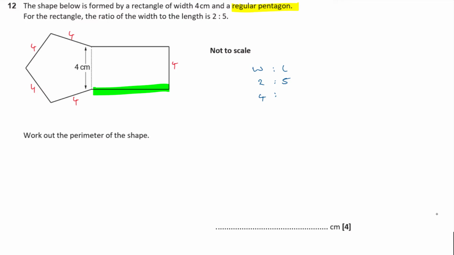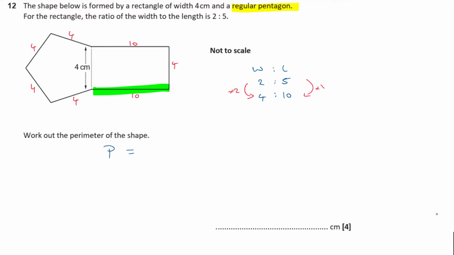So to go from 2 to 4, well, that's doubling, isn't it? That's twice as big. So doing the same on the other side, that means my other length must be 10. So that means this is 10 and this is 10. Okay, so now I've got all the edges of this shape. I can just simply add them up to find the perimeter then, can't I?